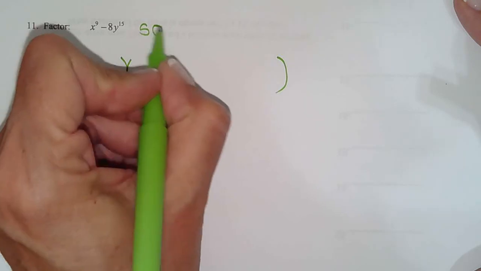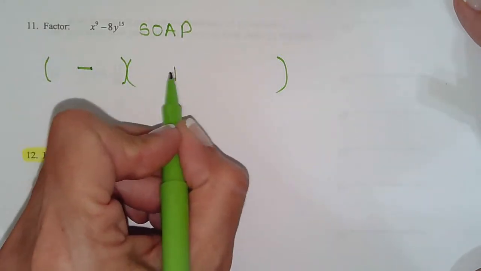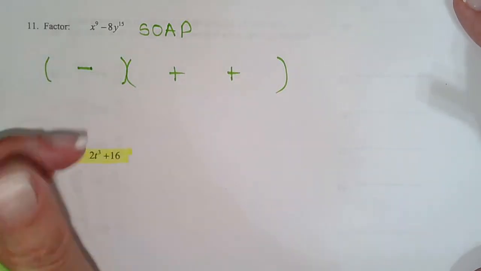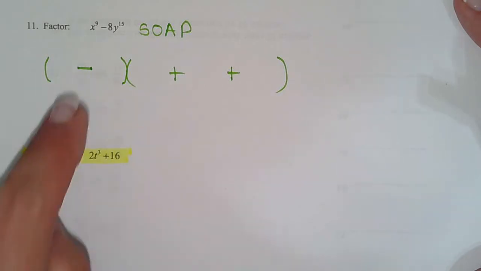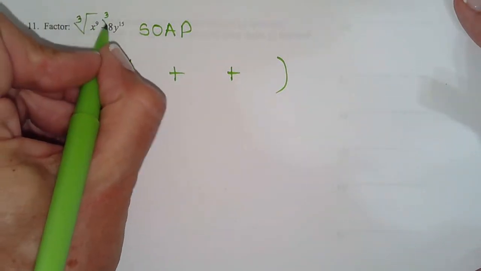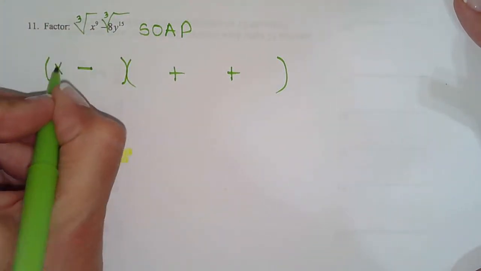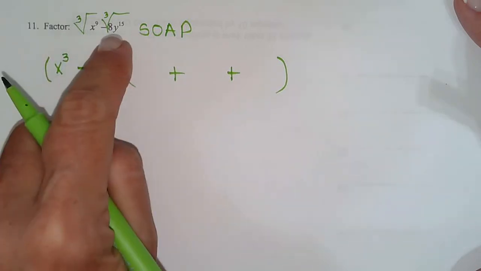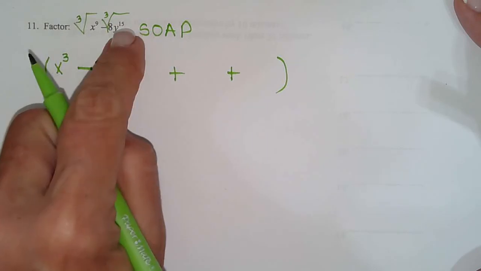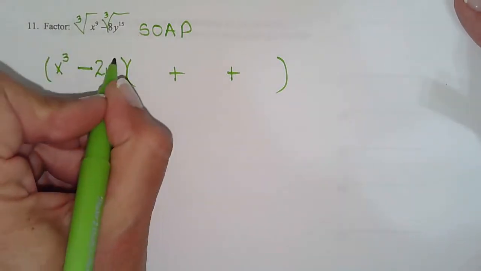So I put my signs in using SOAP: same, opposite, always positive. And I forgot to check, is there anything common? Nope, because we're supposed to check that first. So now we need to do cube roots. So 9 divided by 3 would be x to the third. Cube root of 8 is 2. 15 divided by 3 is y to the fifth.